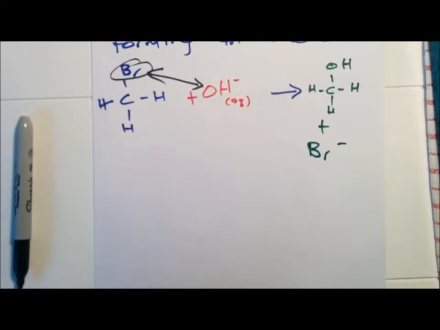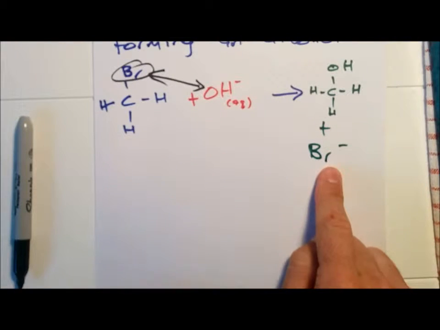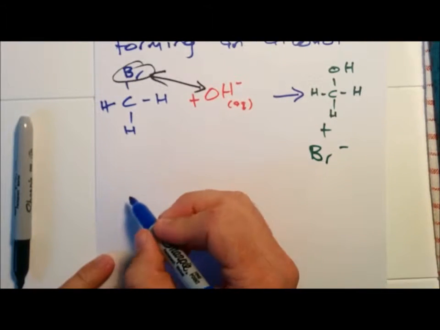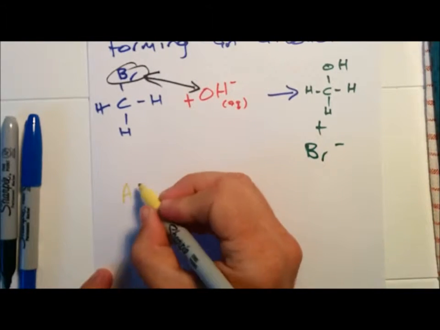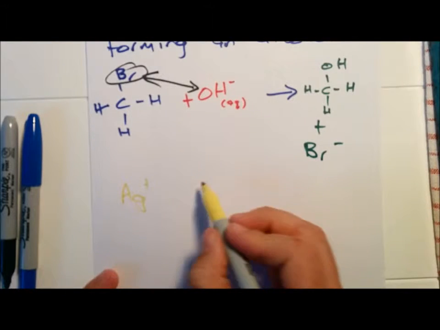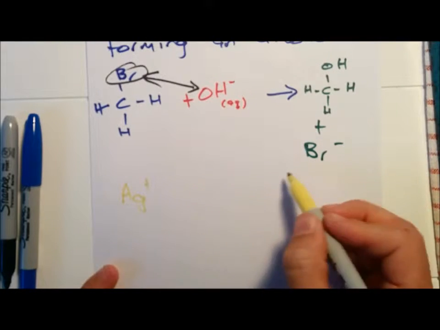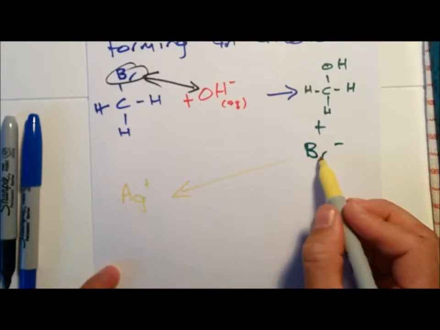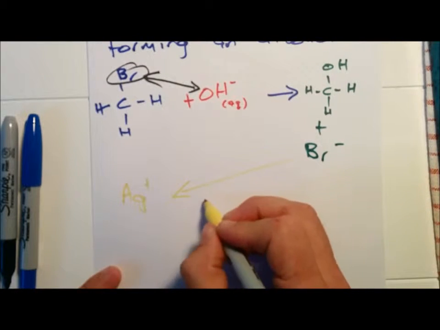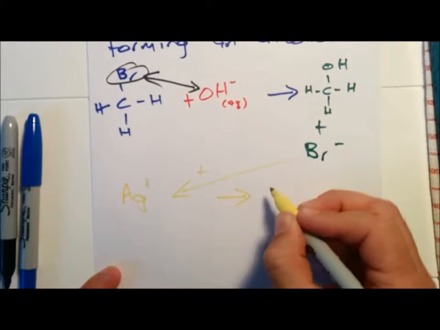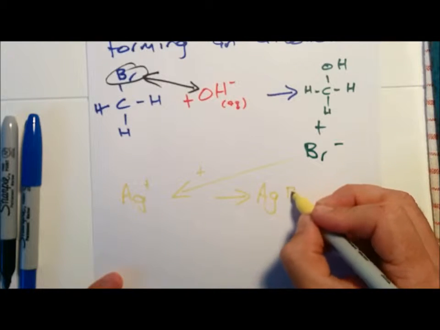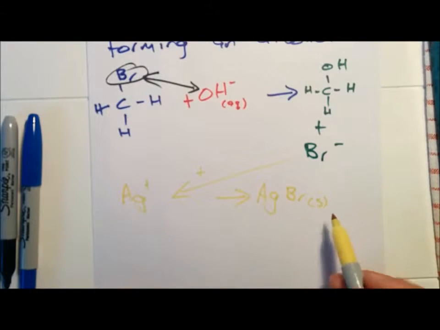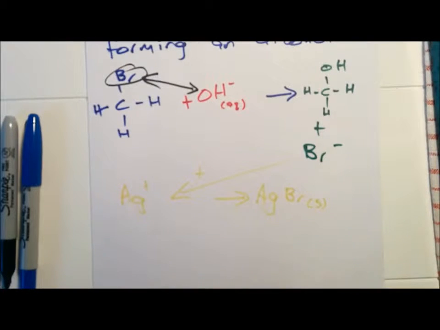You can also test for a halide by doing this reaction and then adding silver to it. So if you add silver ions like you did last year to this solution here, it will react with the bromine or the chlorine or whatever it is. So they'll react together and you'll get some sort of silver halide. So in this case, it will be silver bromide, which is insoluble. So it ends up forming a solid, which you can see as a precipitate in the solution.